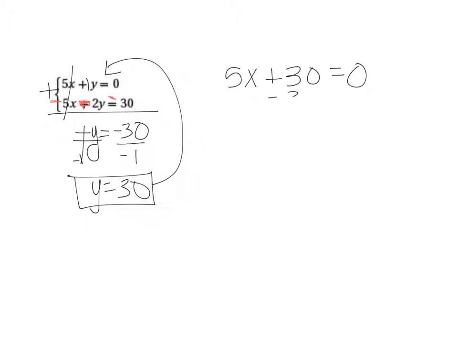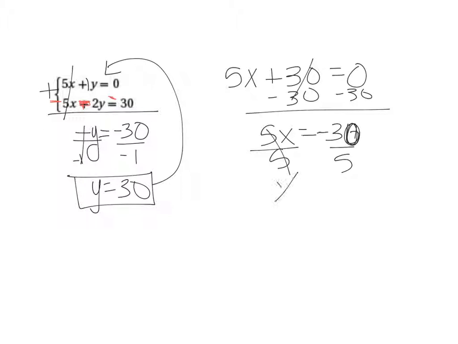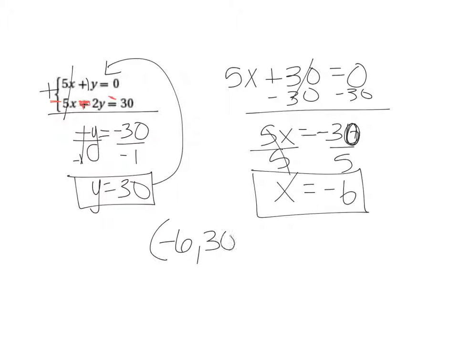And I start solving. Subtract 30 from both sides. I get 5x equals negative 30. Divide both sides by 5, and x equals negative 6. And also this would be the ordered pair in which they're intersecting, so I can put negative 6, 30 as my final answer. And you can check your work to make sure this makes sense.